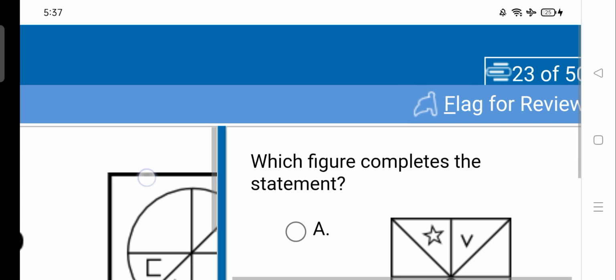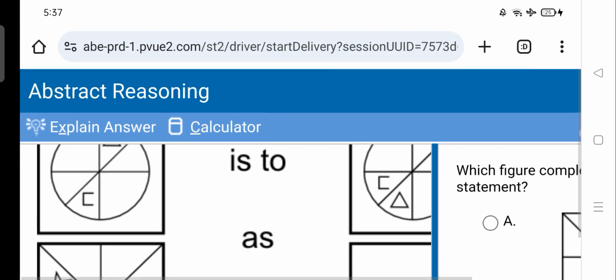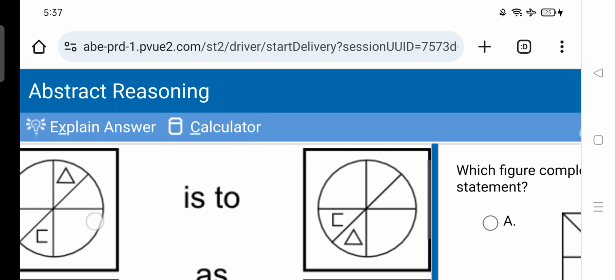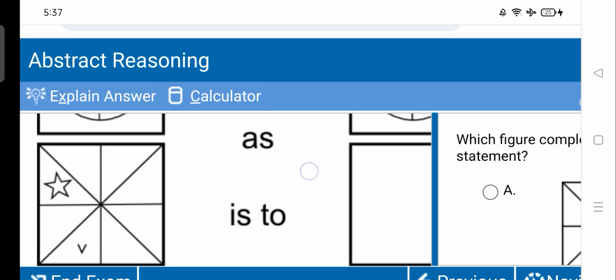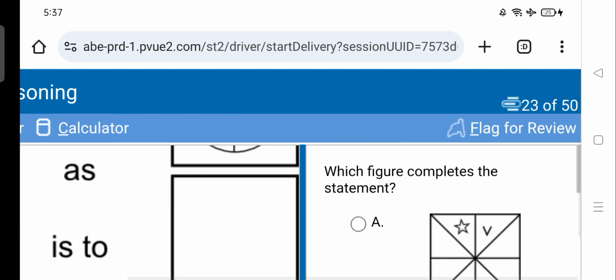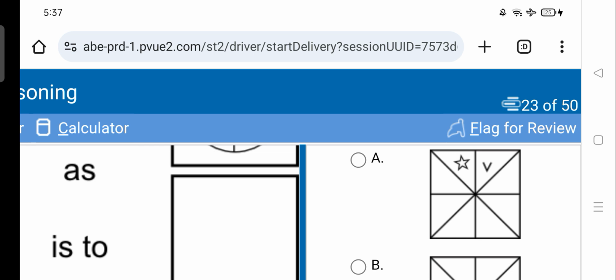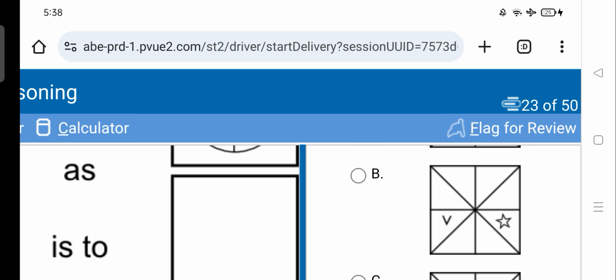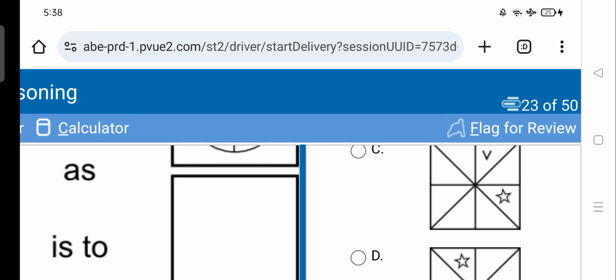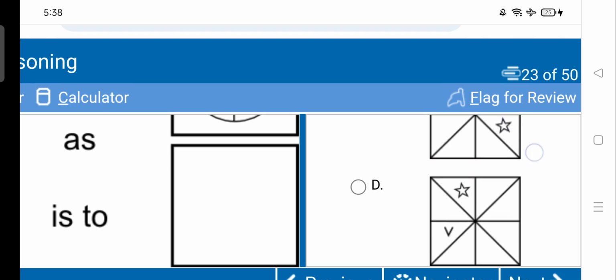Next question we have is that this shape is to this as this shape is to this. So the question is, which figure completes the statement? Option A has this shape with a star and this mark. Option B again has a star and this mark but in a different direction. Option C has this set of shapes, and option D has this arrangement of shapes.